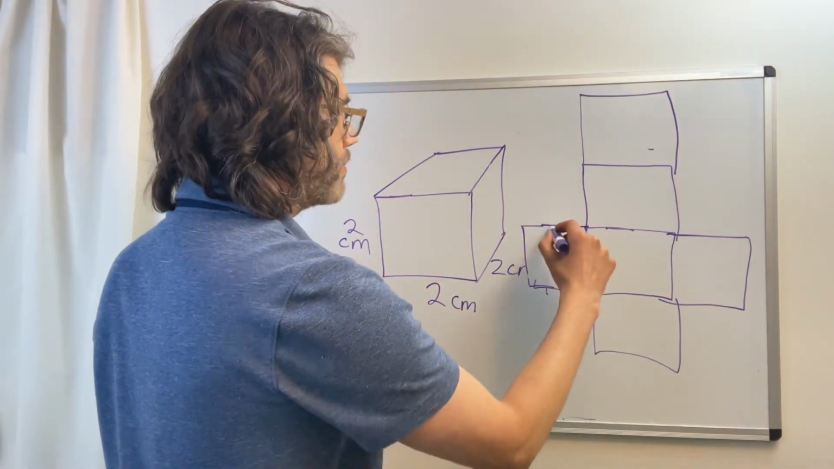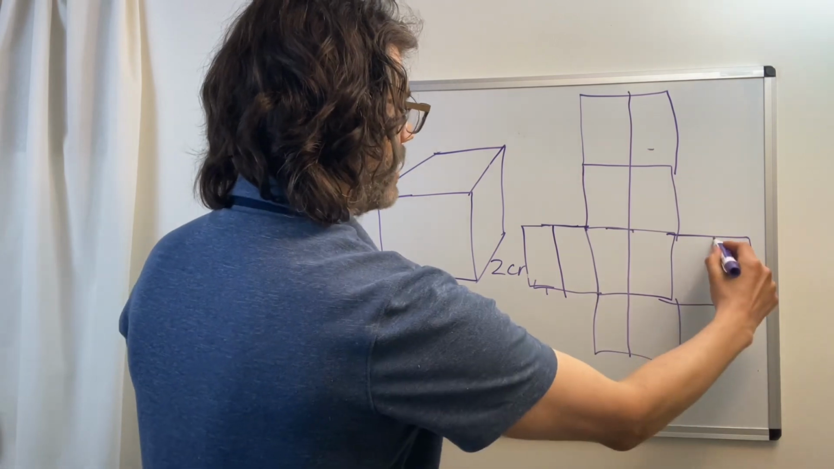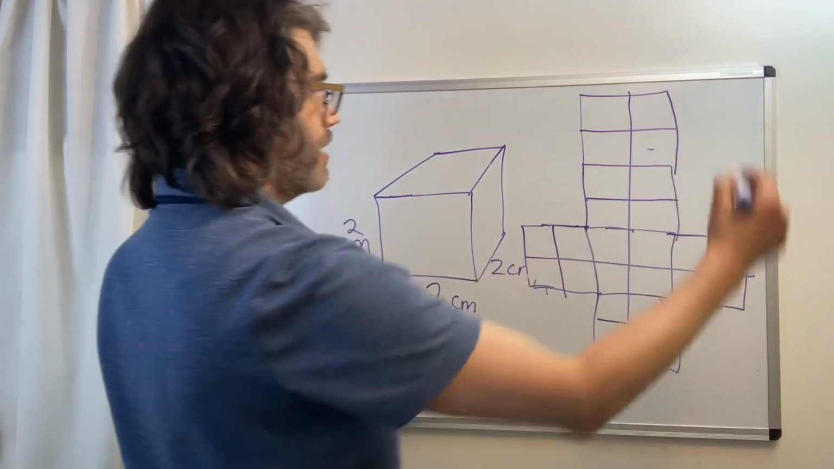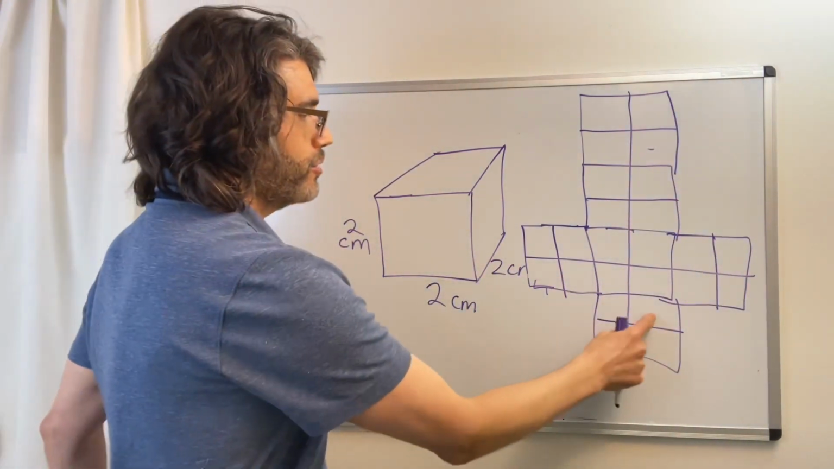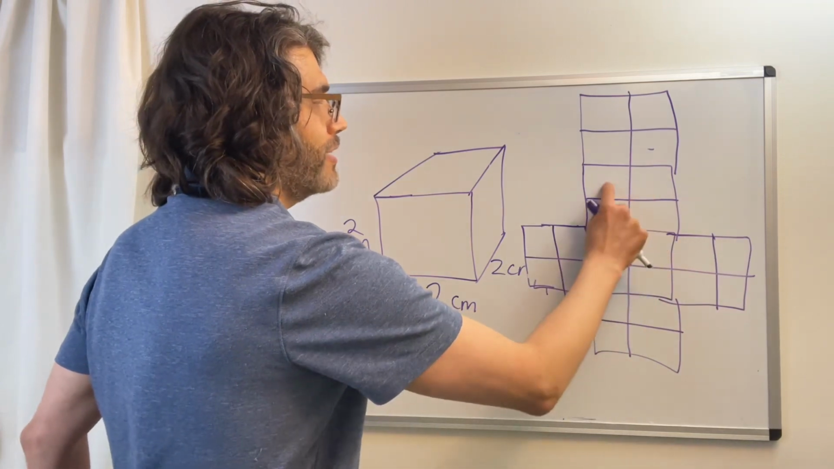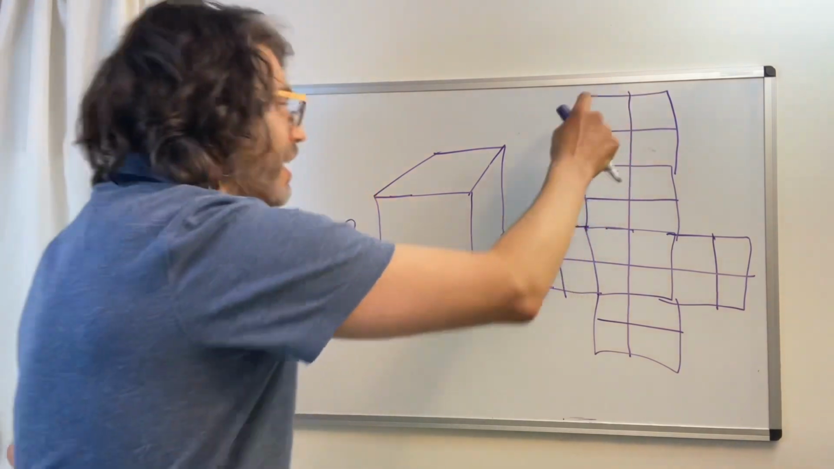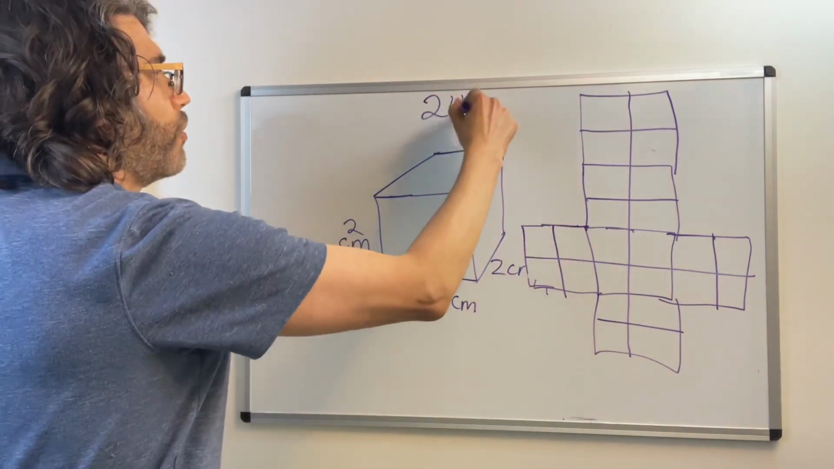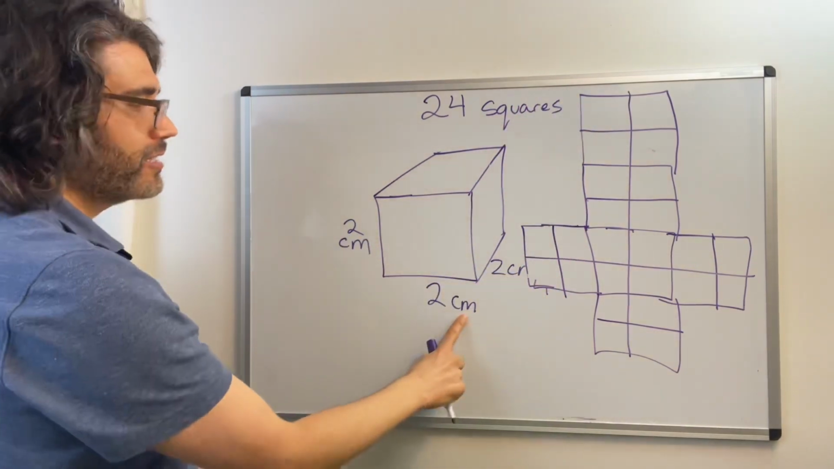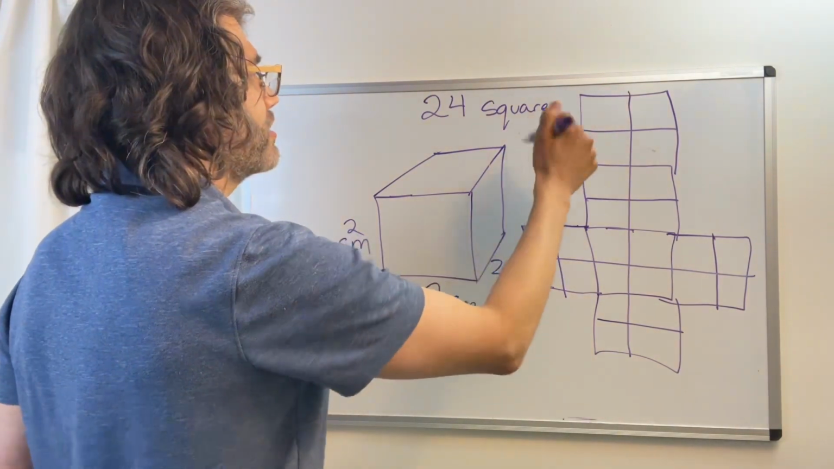So what we've got is like this, like that, and then I go like this, like that, like that. I have just created 1, 2, 3, 4, 5, 6, 7, 8, 9, 10, 11, 12, 13, 14, 15, 16, 17, 18, 19, 20, 21, 22, 23, 24. I have created 24 squares. And what kind of squares? Since they are centimeters, in this case, they are square centimeters.